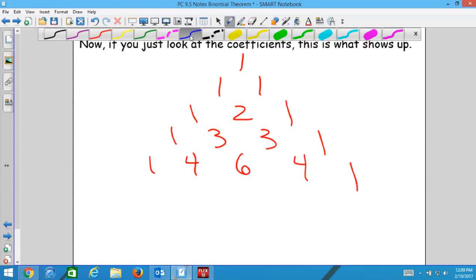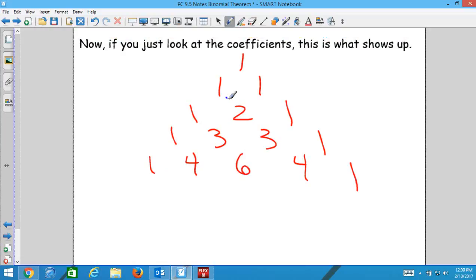To get any number in this triangle, you take the 2 numbers above it and you add them together. So what's the next row? 1, 5, 10, wait.